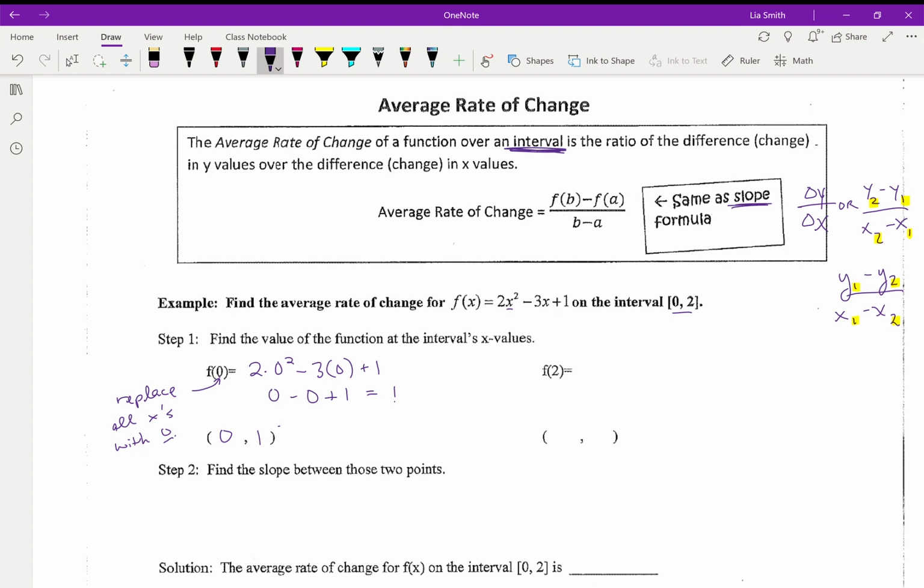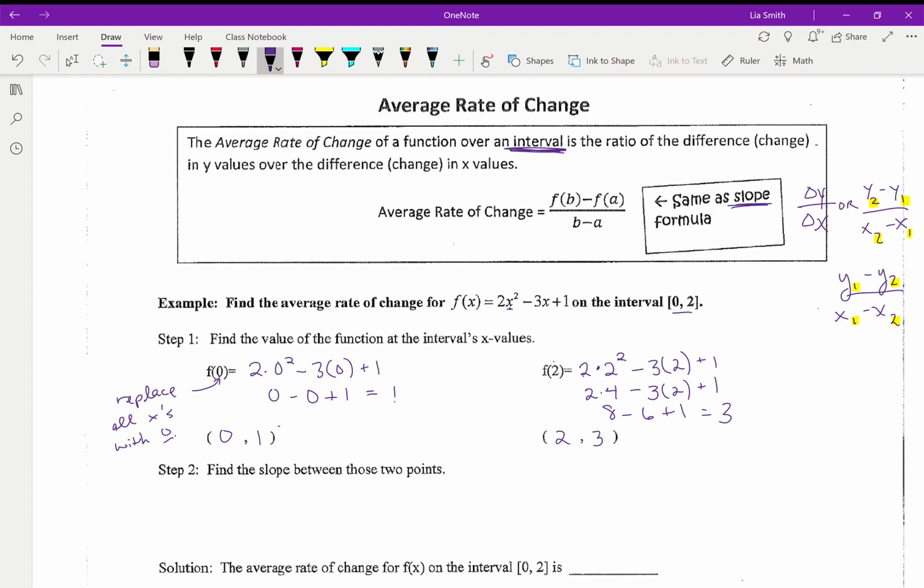Now we'll do the same thing for f of 2. So again, I'm going to put 2 everywhere there's an x. So it becomes 2 times 2 squared minus 3 times 2 plus 1. Please be careful, you have to follow correct order of operations. You do the 2 squared first. Okay, you are not allowed to do 2 times 2 and then square it. You'll get a wrong answer every time. So 2 times 4 is 8, 3 times 2 is 6, plus 1. 8 minus 6 is 2, and 2 plus 1 is 3. So my coordinate point here would be 2, 3.